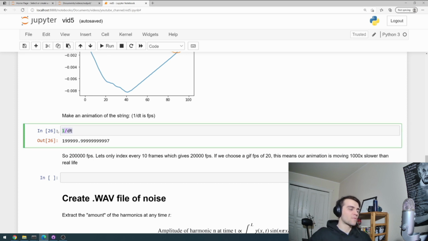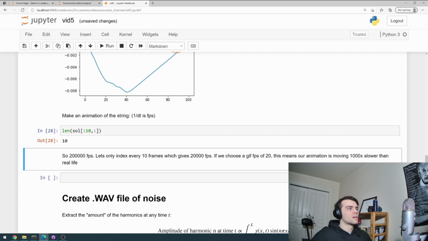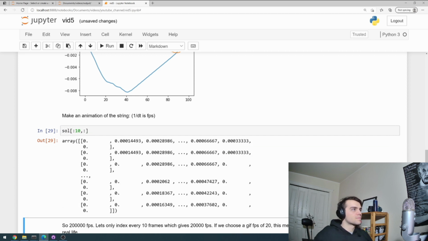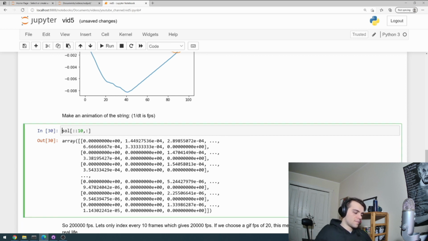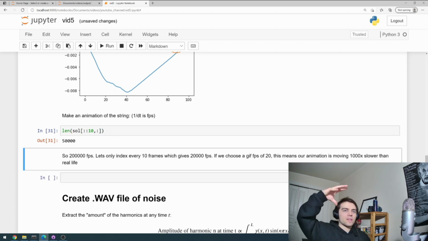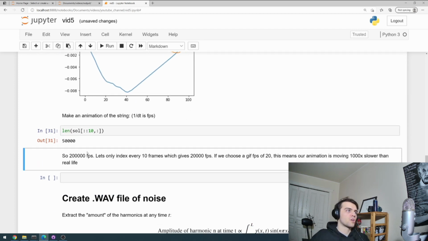So if I only index every 10 frames, meaning if I go like this, I take every 10 frames. And now if I take the length of this, it needs to be like this: start, stop, step. Now if I take the length of this, I get 50,000. So rather than taking every picture, I'm taking every 10th picture. That would be 20,000 FPS because I'm skipping a bunch.